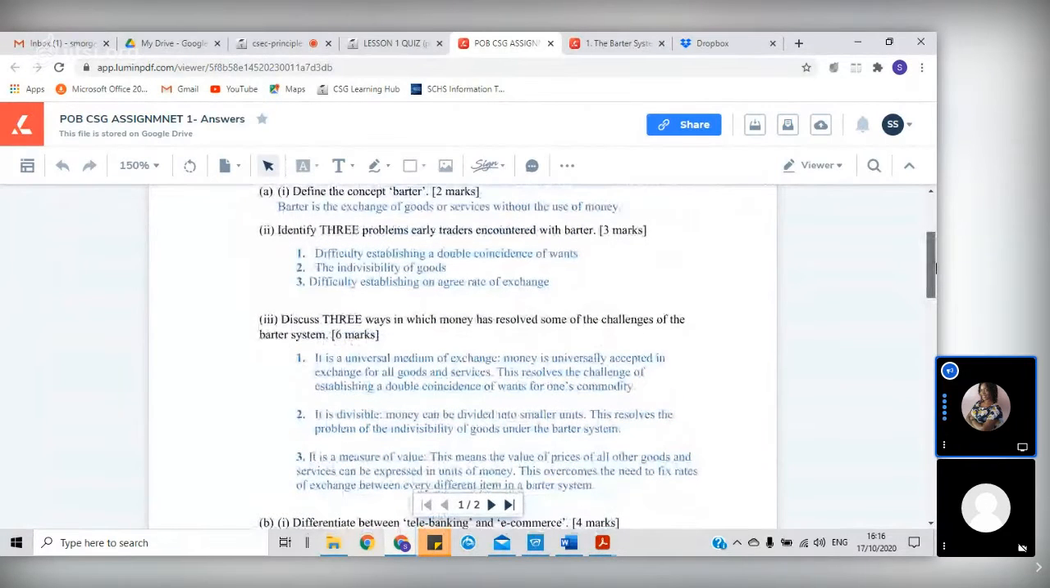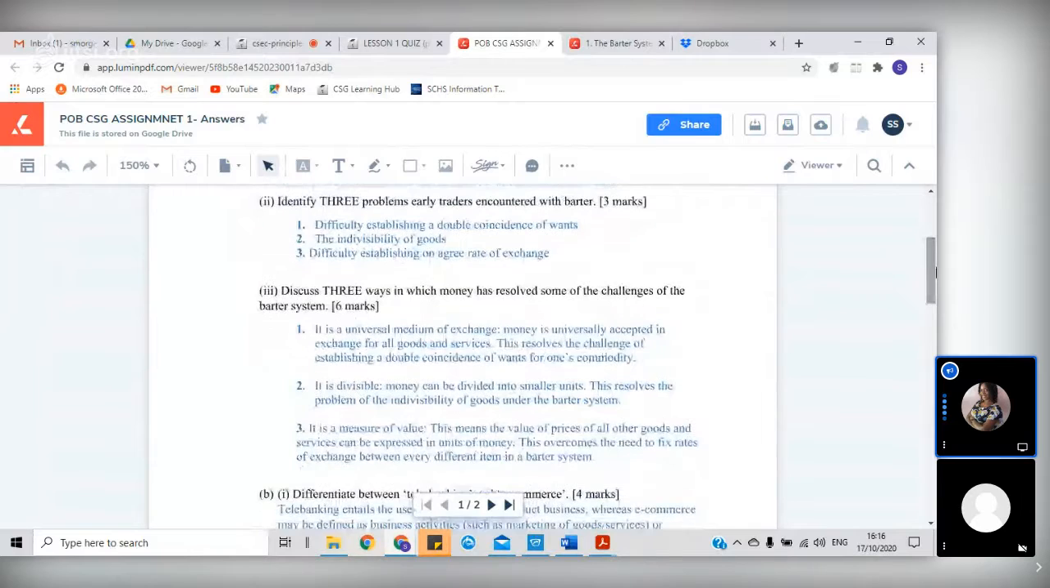And the second question: identify 3 problems early traders encountered with barter. Well, what were your 3? No one has any different from yours? Well, it could still be there even though it's not on my list. What were they? Just have one up, just like an example. Let me hear it.